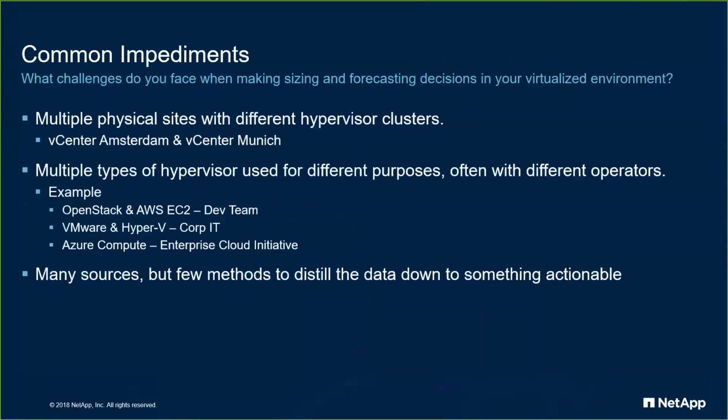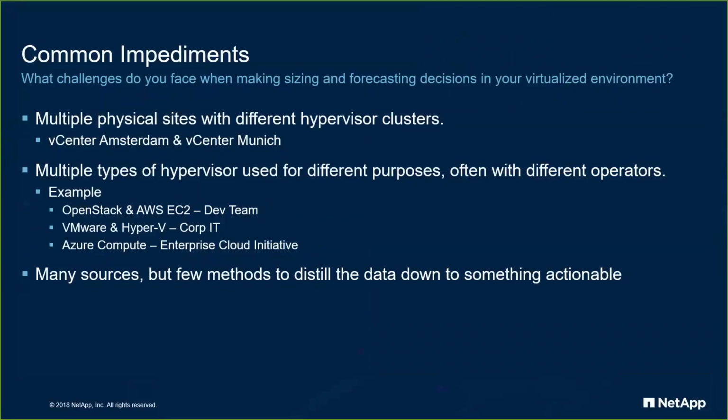Some of the impediments that come with trying to address those things are the fact that you may have multiple physical sites with different hypervisor clusters. For example, here at NetApp we may have a vCenter server or cluster in Amsterdam, another one in Munich, another one in Sunnyvale, several in North Carolina, and the list goes on and on.